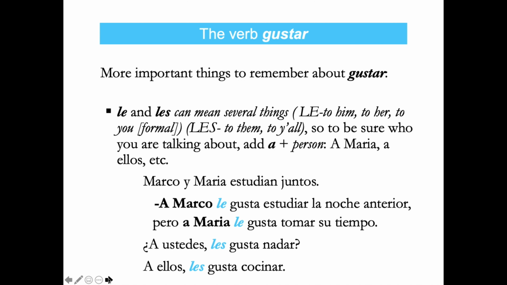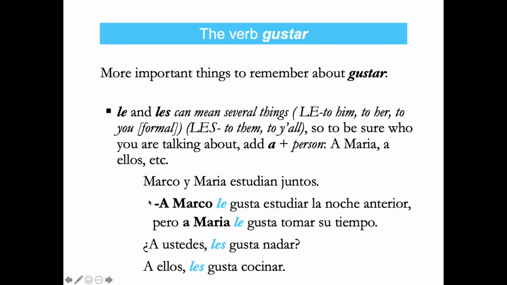More important things to remember about gustar. Le and les can mean several things. Le can mean to him, to her, to you. Les can mean to them or to y'all. So to be sure who you're talking about, add a plus a person, for example, a Maria or a ellos.